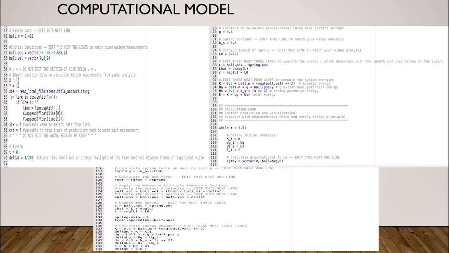G was inputted as the gravitational constant, which is 9.81. The spring constant was calculated as 6.82 and inputted as such. The initial length of the relaxed spring was 0.123 meters.